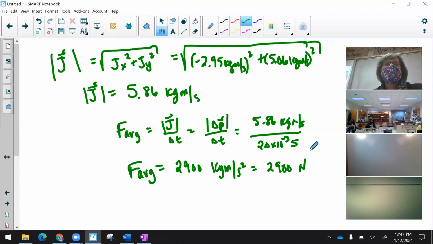Okay. So like I said, we'll be using impulse change in momentum to do a lab on Thursday, I think. Since we have a double and we haven't done a lab in a while, and you gotta have labs because it's what's necessary.